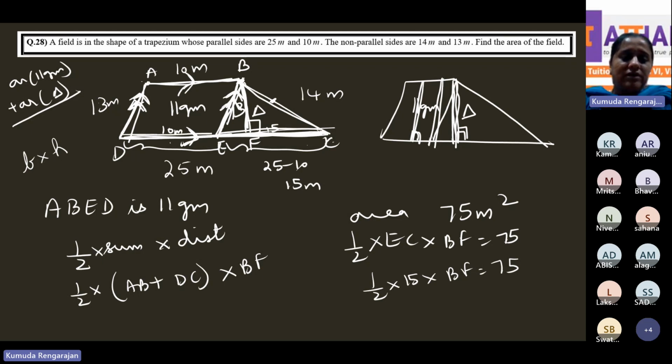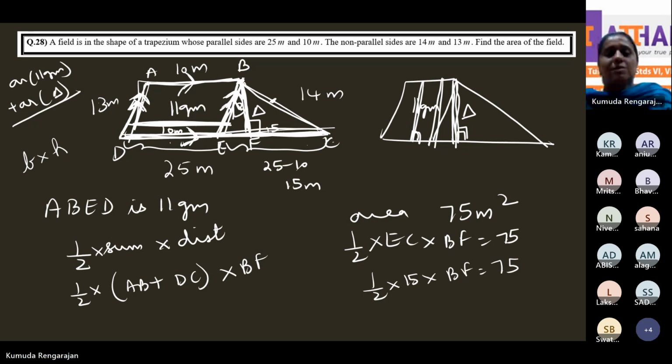The base of the parallelogram is only till here. Only this is the parallelogram. So base is 10 into height. BF is the height of the parallelogram. It's the height of the trapezium, and it's the height of the triangle, because it's the distance between the parallel sides. BF is the altitude of the triangle, the distance between the parallel sides of the trapezium, and the height of the parallelogram. Everything is BF.